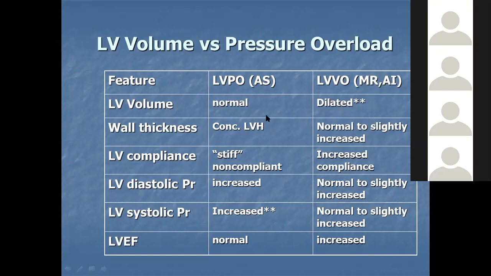In the end what happened, the LV becomes dilated. Wall thickness is normal or slightly increased as a compensatory mechanism. LV compliance becomes non-compliant, it will not open up more, but it keeps dilating so that it can hold the volume inside.